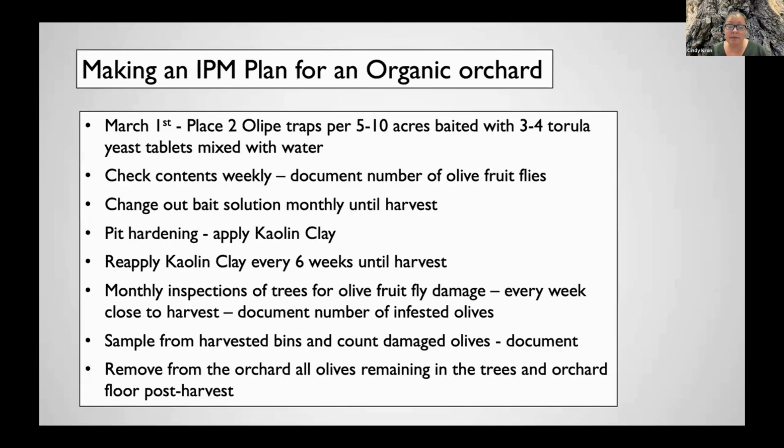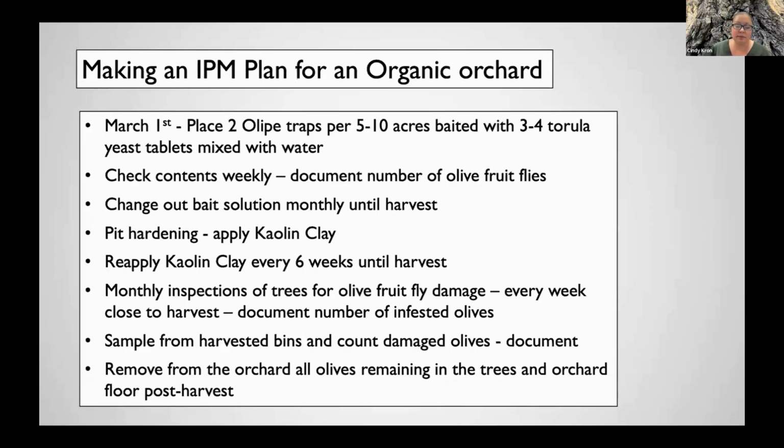Then I'm going to sample from the harvest bins and count the damaged olives. So you're going to take a subsample and look at what percentage of olives had olive fruit fly tunneling in them. And it's the tunneling that really imparts the negative characteristics in the produced olive oil. So it's not just the stings, it's the tunneling, which the larvae do inside. So again, remove from the orchard all the olives remaining in the trees and orchard floor post-harvest.